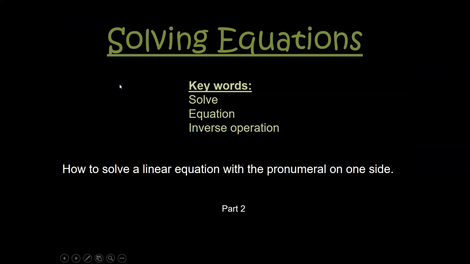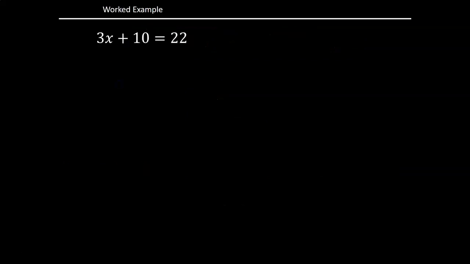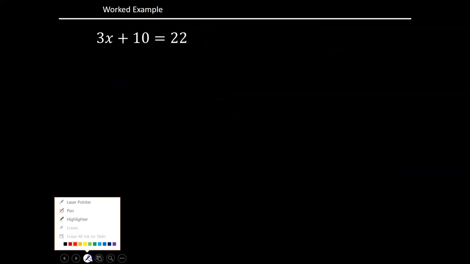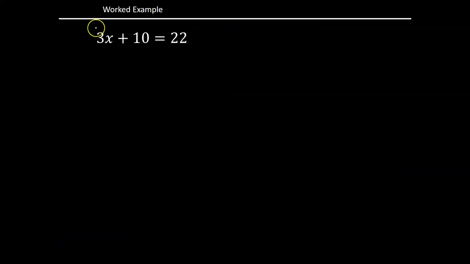So today is part 2 of solving equations. We're going to be looking at solving linear equations with the pronumeral on one side with several steps. So here is our first example. Now, I've got two things happening to the x here. I've got it being multiplied by 3 and then adding 10. We need to make sure we undo those things in the right order.